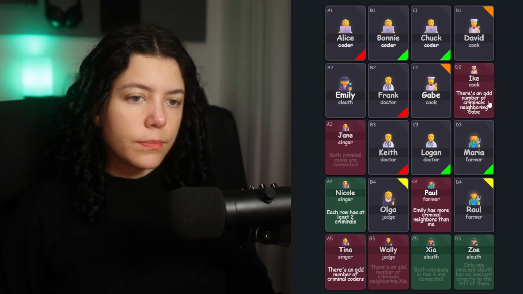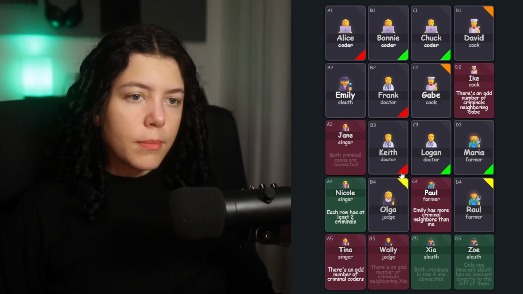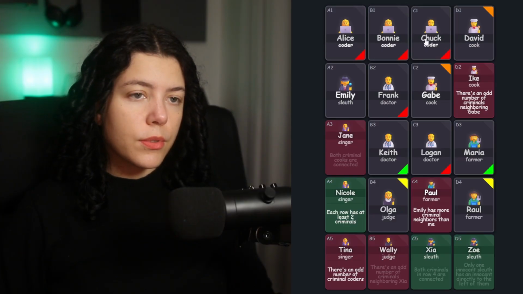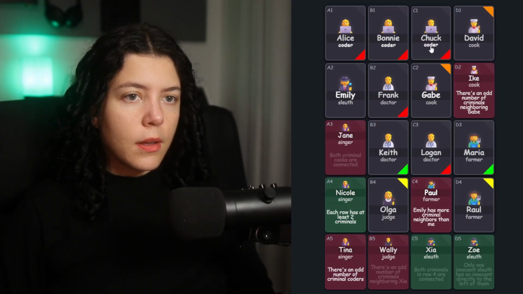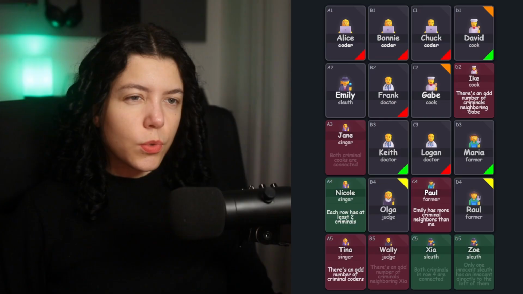Criminal neighbors. Are we sure? Can I ever make Keith an innocent? Because if I do that, let's say I do this. All 3 Colders are criminals. Emily has 4 criminals and Paul has 3. Gabe has 5 and it's okay for David to be an innocent, because row 1 has 2 criminals already. So it does work with Keith being an innocent.